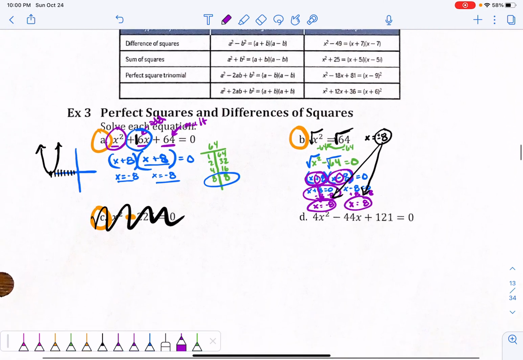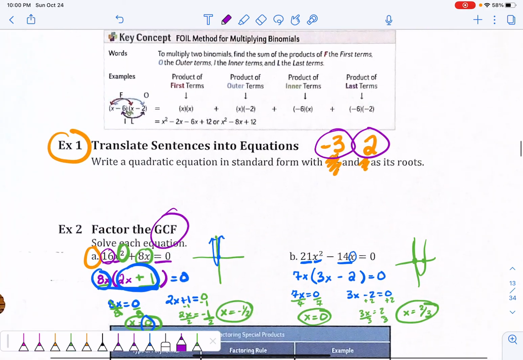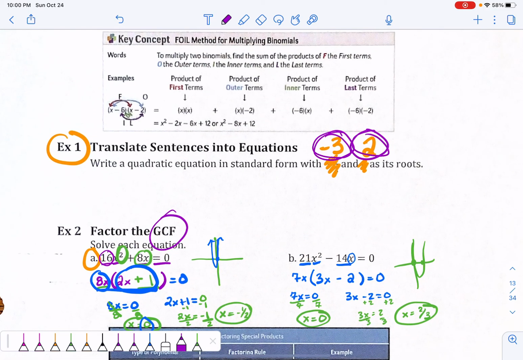In all of these other trinomials, they were starting us off with an equation and having us break it down and find the two answers. Okay, but now they're giving us these two answers, and they're wanting us to put it back into a quadratic function. So here's an example of that.